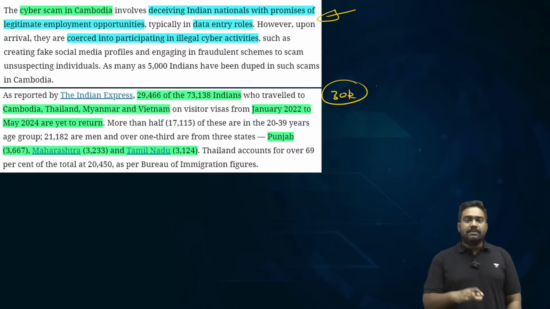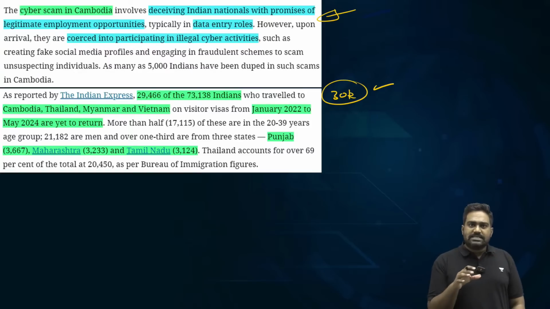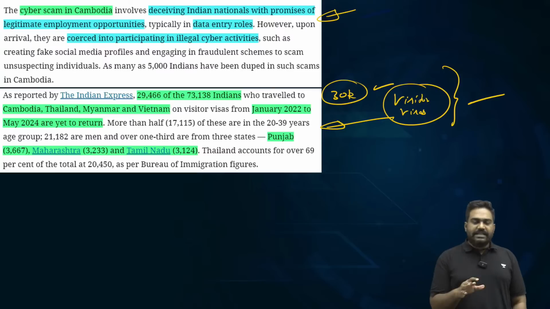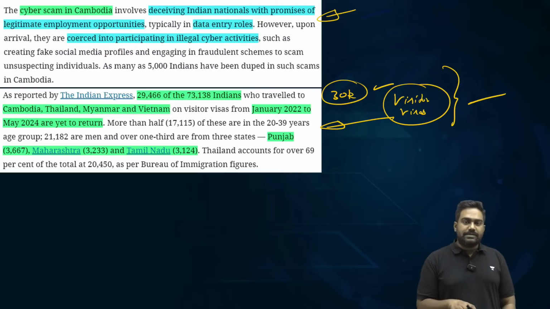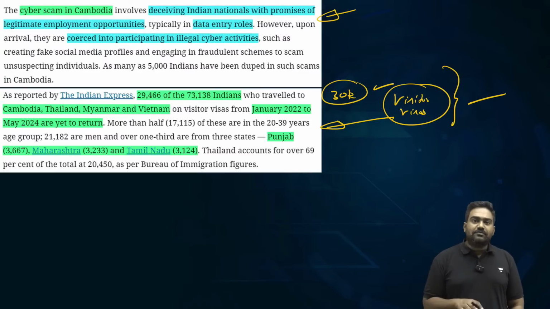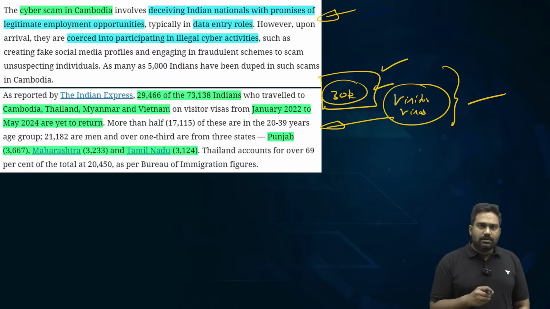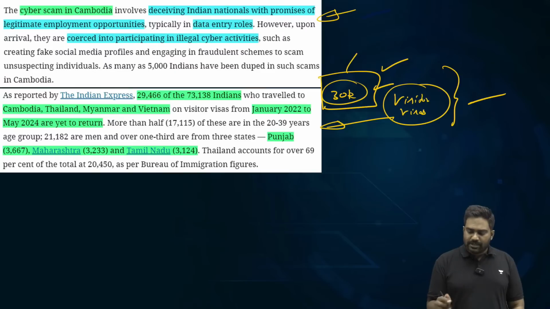The data shows, the immigration data shows, more than 70,000 Indians went on a visitor visa. They are often taken on visitor visas to avoid suspicion. More than 70,000 Indians entered these countries, and very few of them have come back. If you look at the data, the difference is around 29 to 30,000. That's how the government and the investigators have arrived at a number that close to 30,000 Indians might be trapped.